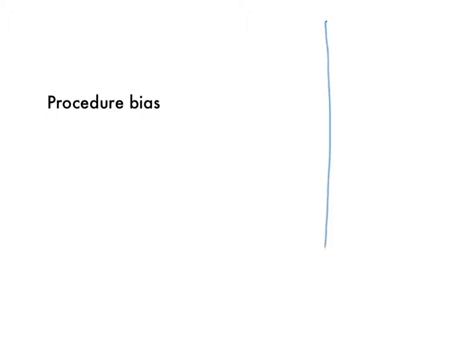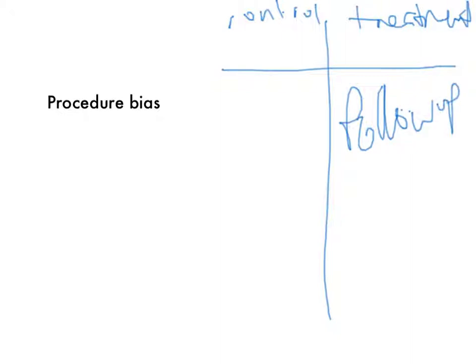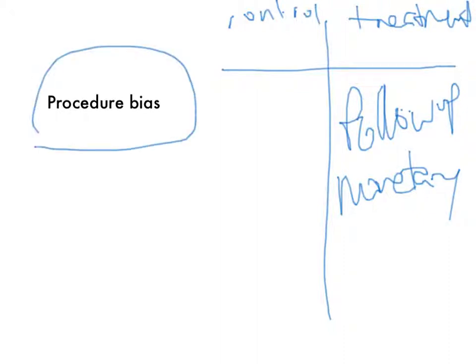So procedure bias is basically differing in your procedure between your two groups. So there's a control and a treatment. Let's say you really want to find out if your treatment's effective, so you follow up more frequently. Maybe you offer a monetary bonus if they take all their pills right. Or basically you just give them more attention, so it'll prove that your treatment's working. And just think about it: procedure bias means you're changing the procedure between the two groups.